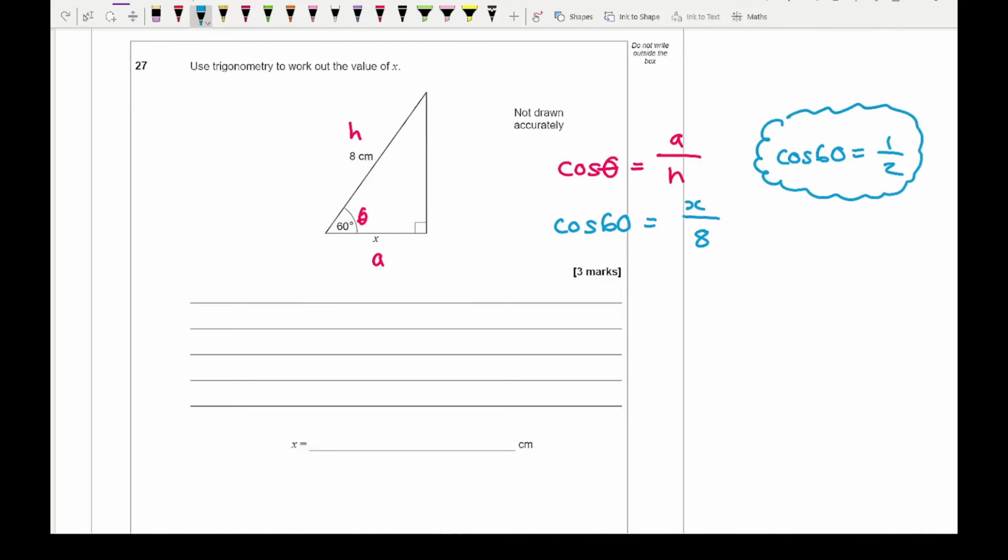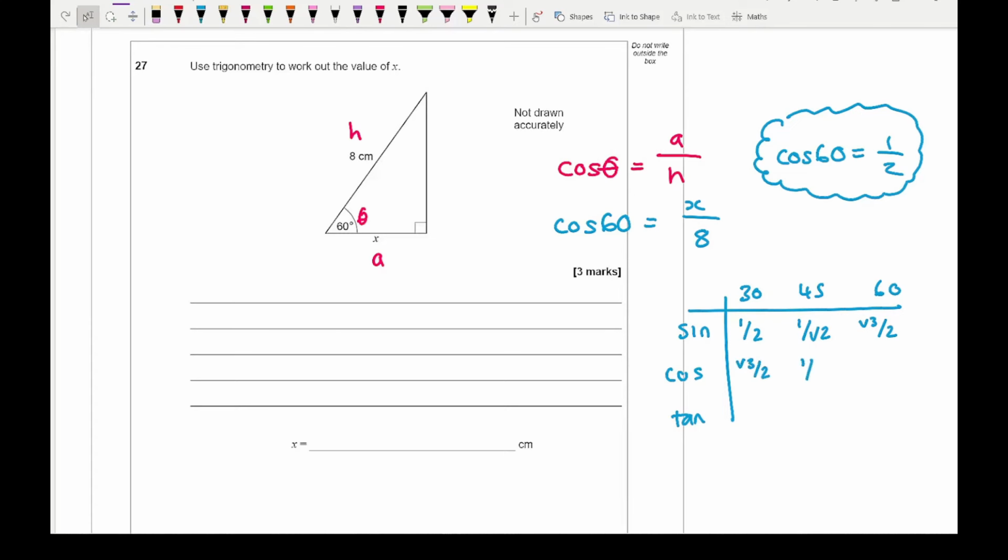Now, again, if you're not sure about what the trig ratios are, then a little reminder. So if I just write sine, cos, and tan, and if I write down the ratios of 30, 45, and 60, sine 30 is 1/2, sine 45 is 1 over root 2, sine 60 is root 3 over 2, cos 30 is root 3 over 2, cos 45 is 1 over root 2, and cos 60, which is used in this question, is 1/2. And then moving on to tan, we get, not 0, we get 1 over root 3, we've got 1, and we've got root 3.